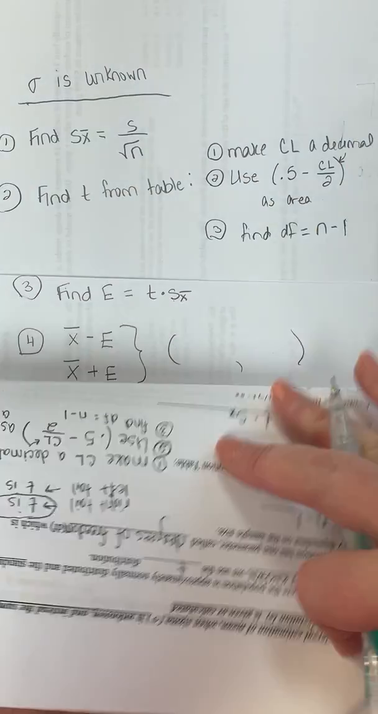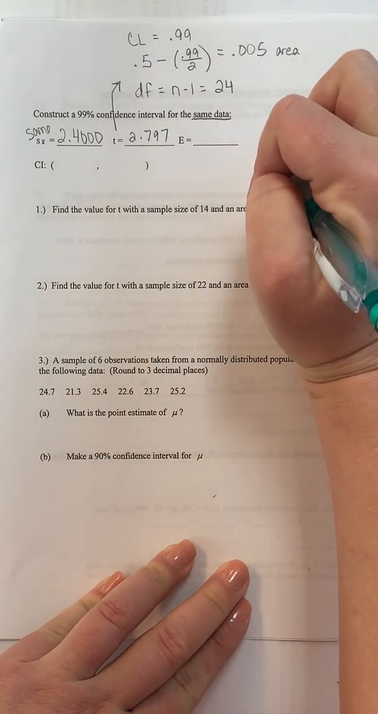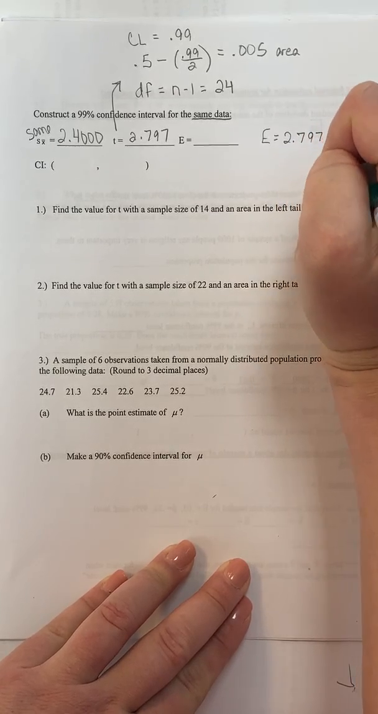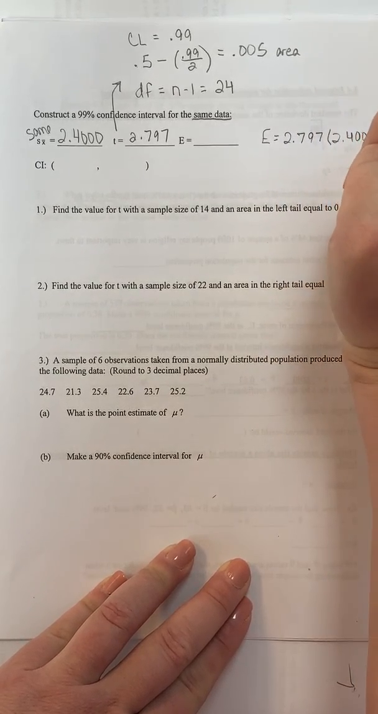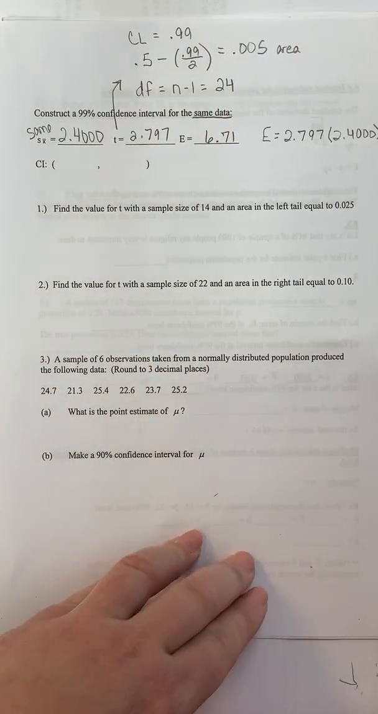All right. Now we need a new margin of error. Remember, your margin of error is T, the new T, times S of X bar. Okay, so we are going to have our T times S of X bar. We end up with 6.71.